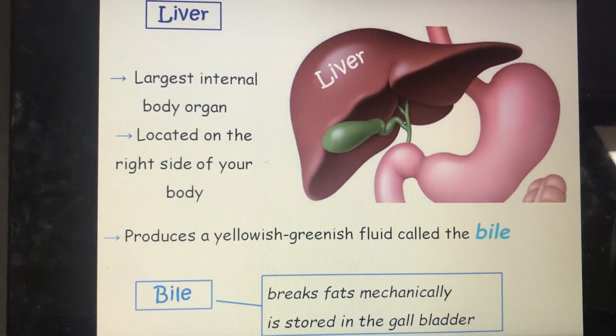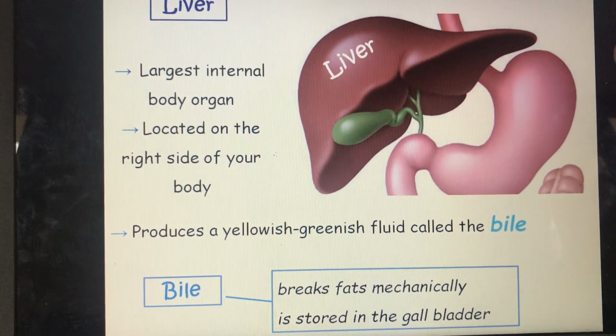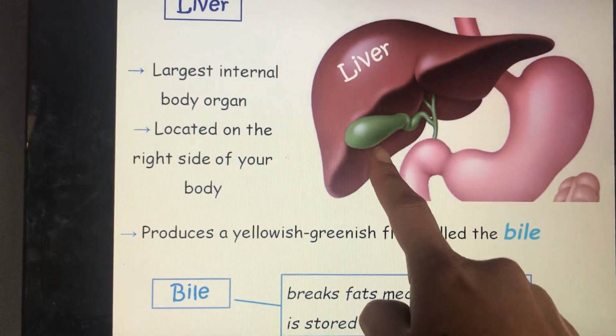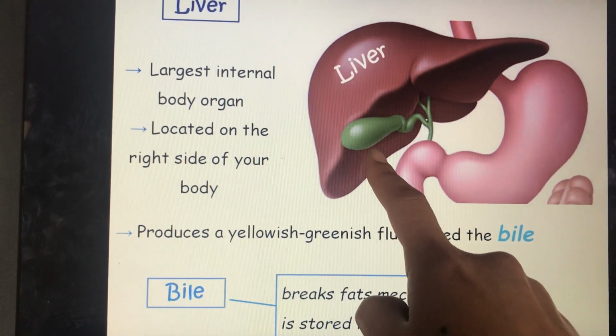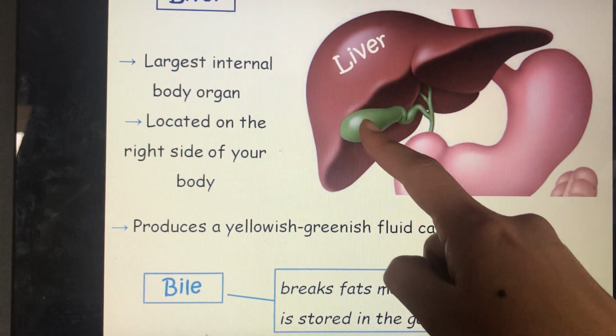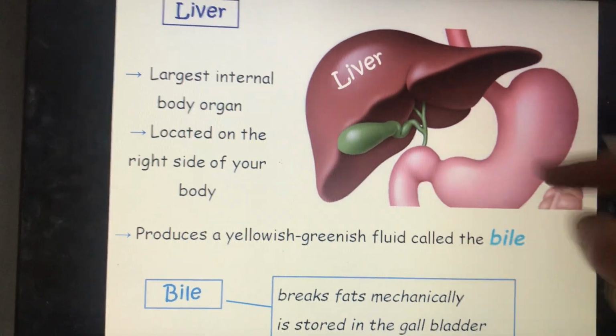Here I'm going to just highlight that the bile is secreted by the liver, but then it's stored in the gallbladder. So the gallbladder has only one function, which is storing the bile secreted by the liver. And then this bile will move on from the gallbladder to the small intestine.